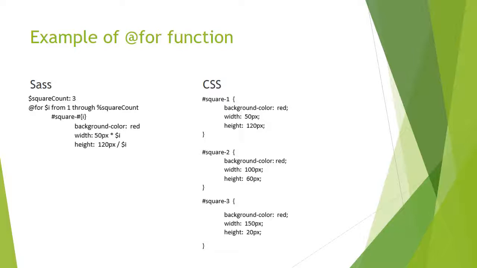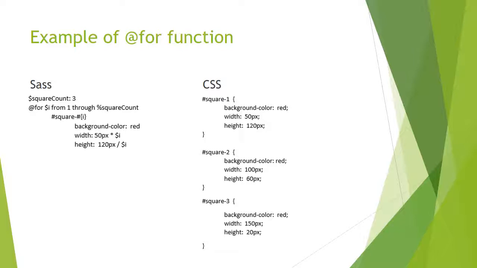So we have, again, the color red that doesn't change. Then we have the width, which is the original 50 multiplied by the number of iterations, which in this case is 2. So we have 100 pixels here, and then the height, which is the 120 originally divided by the number of iterations, which again is 2.